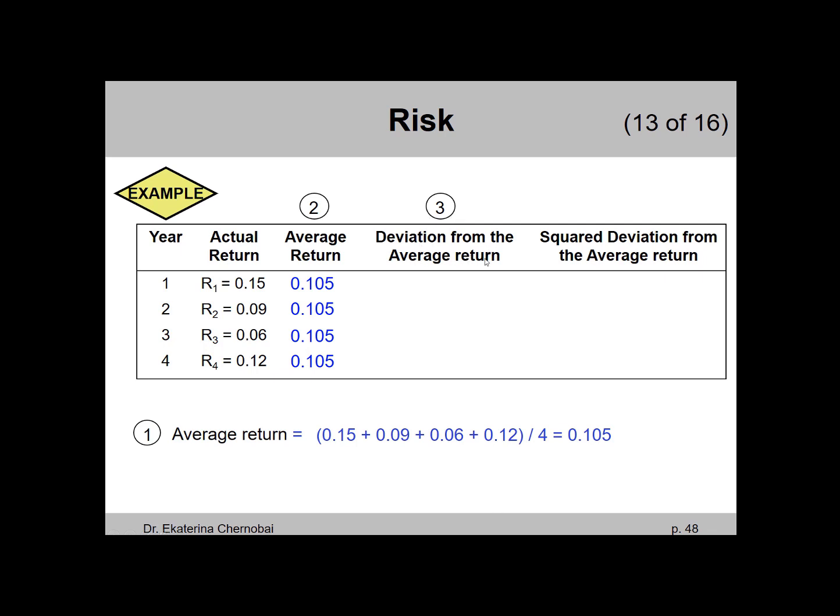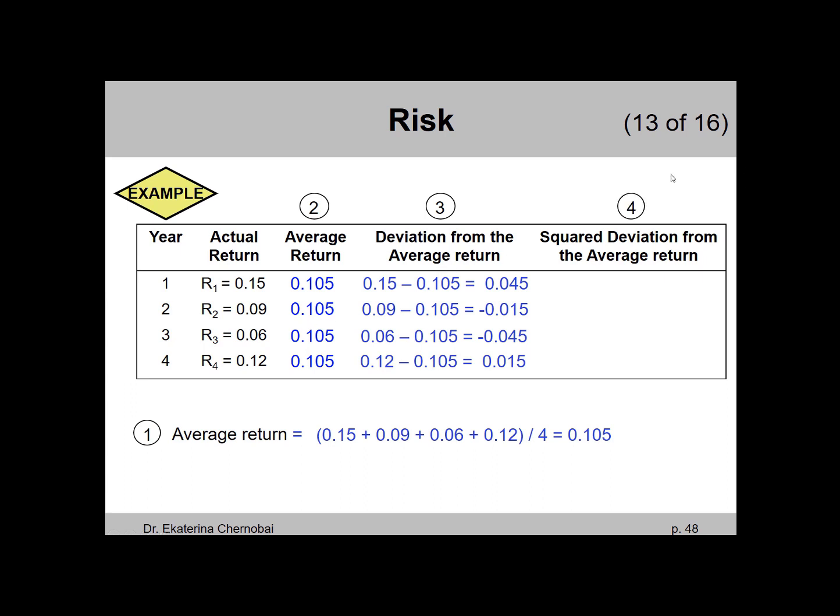Then step 3, deviation from the average return, which means the distance. So actual minus average. 15 minus 10.5, 4.5 for the first year. Negative 1.5 for the second year. Negative 4.5 for the third year. And 1.5 for the fourth year. That's the 4 deviations. How far the actual returns are away from the average.